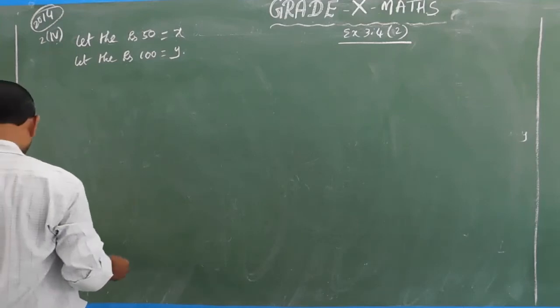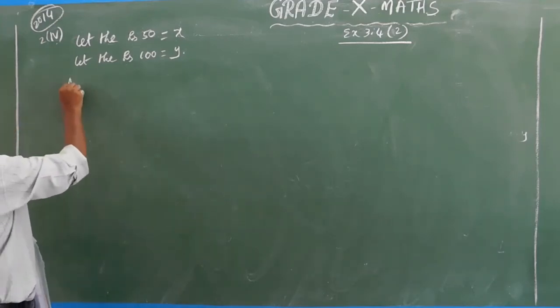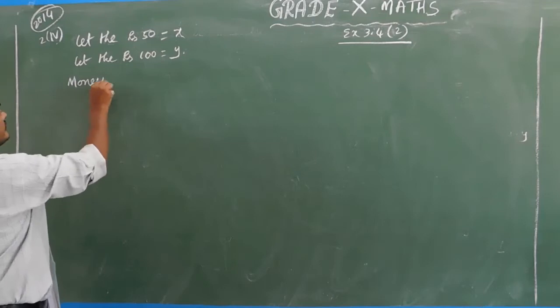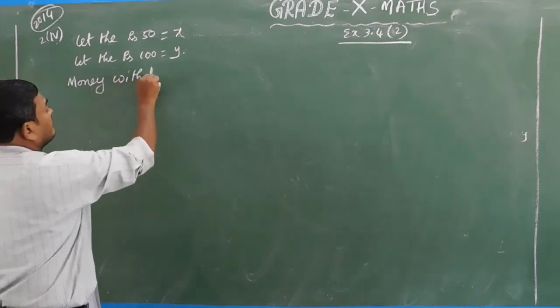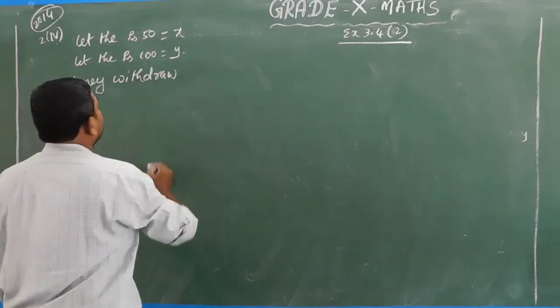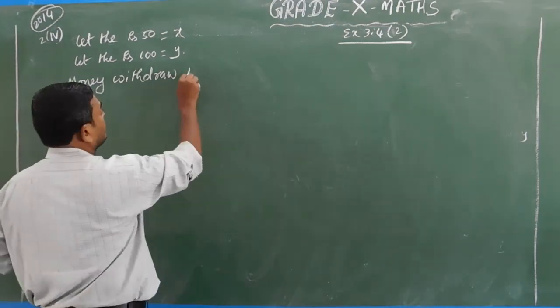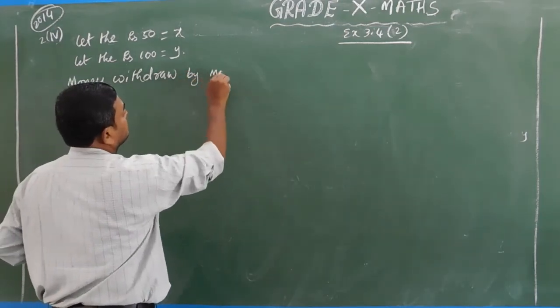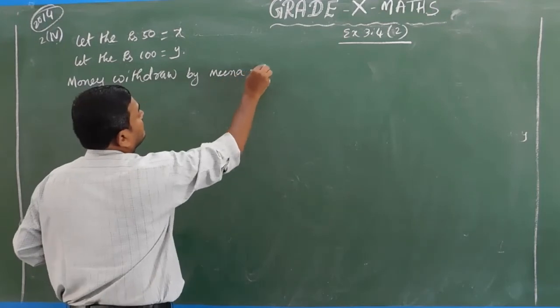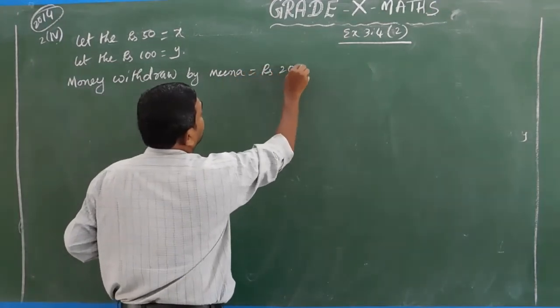Then money withdrawn by Meena equal to rupees 2000.